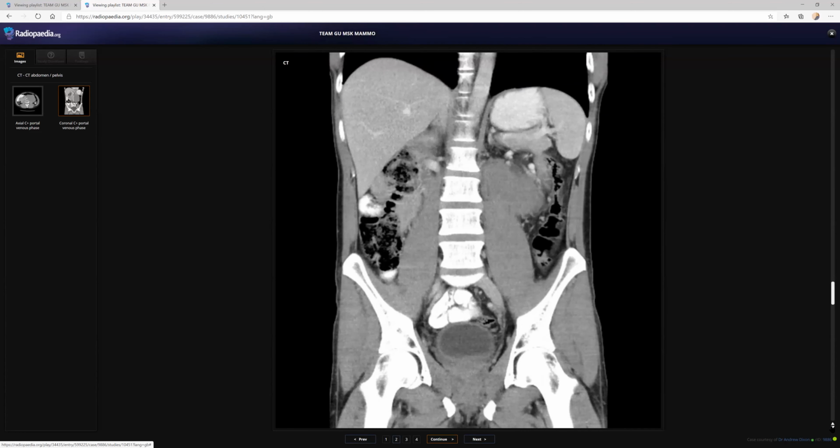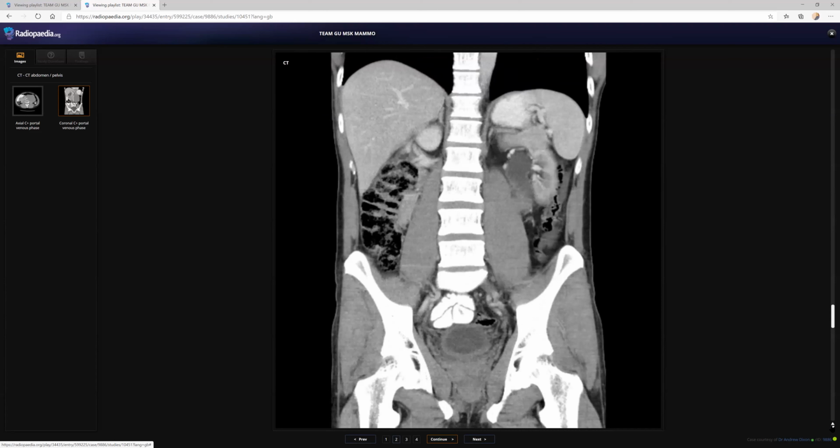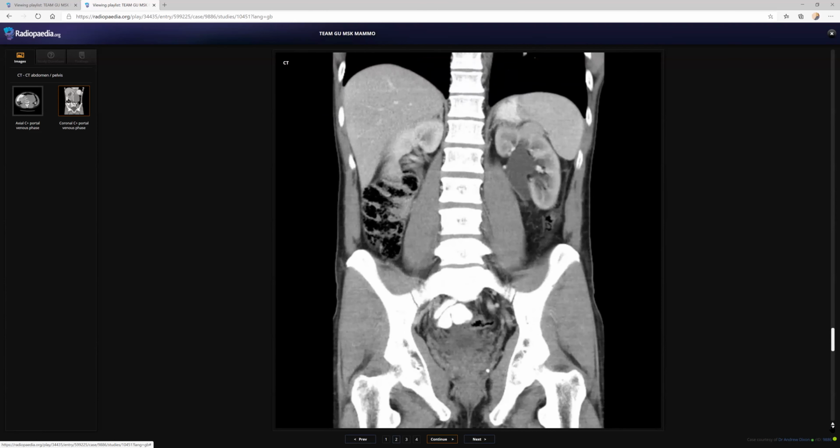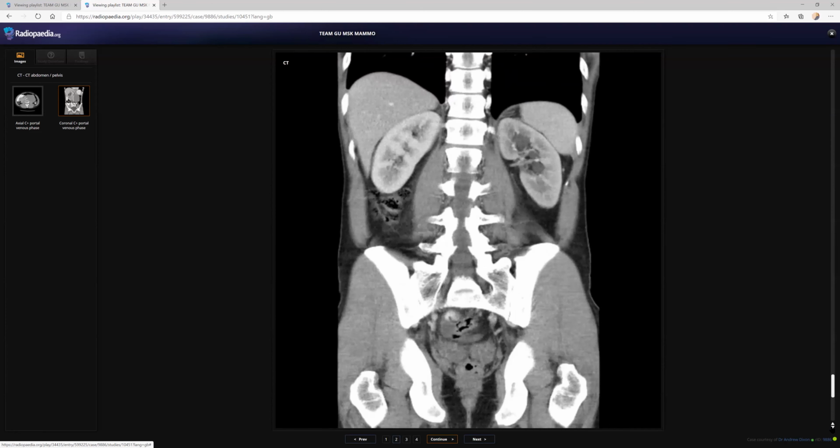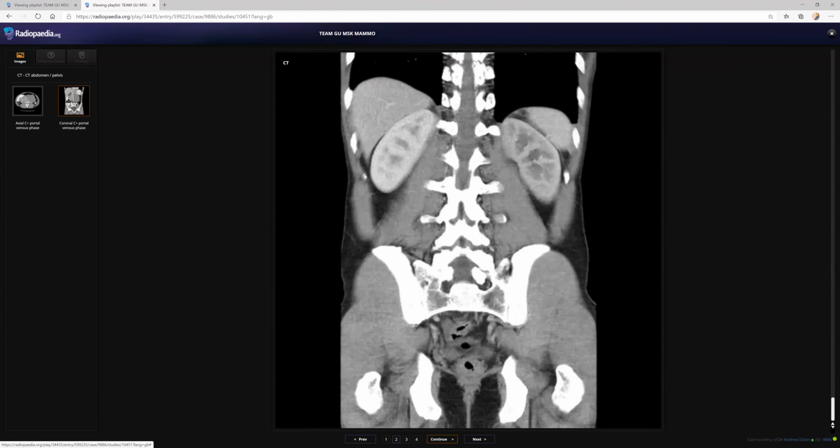It's causing hydronephrosis. However, there is a lateral deviation of the hydronephrosis, so retroperitoneal fibrosis is less likely. It could be a lymphoma in keeping with the history, but I want to look for other lymph nodes as well. Okay.